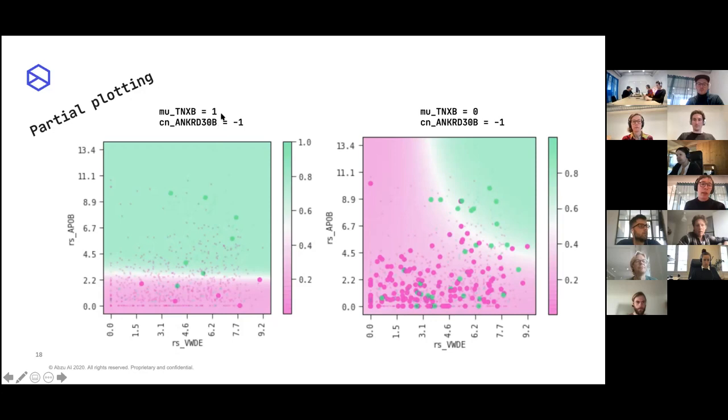So with having a mutation carrier of TNXB, we say, well, you only need a low RS ApoB for us to say you have a high likelihood of not surviving cancer. Being a non-carrier, it's a different picture. So in that case, we would need to see high values of VWDE together with ApoB for us to go ahead and do a prediction of high severity.